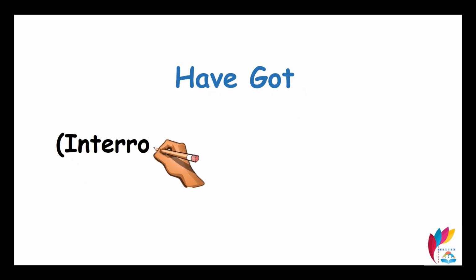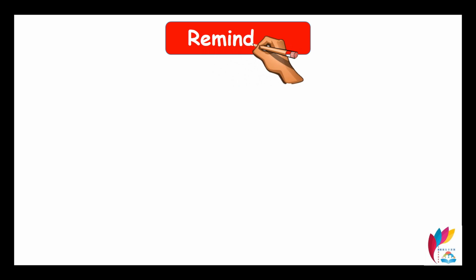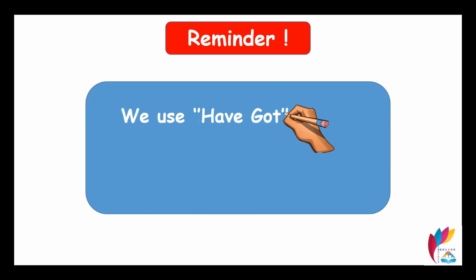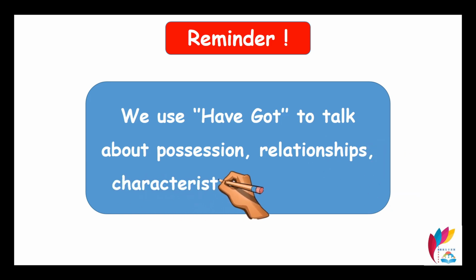Again, this is the second video on have got. We'll see the interrogative form and short answers. Before we go to the forms, let me remind you of the use. We already saw in the previous video that we use have got to talk about possession, relationships, characteristics, and illnesses. So, those are the uses of have got.